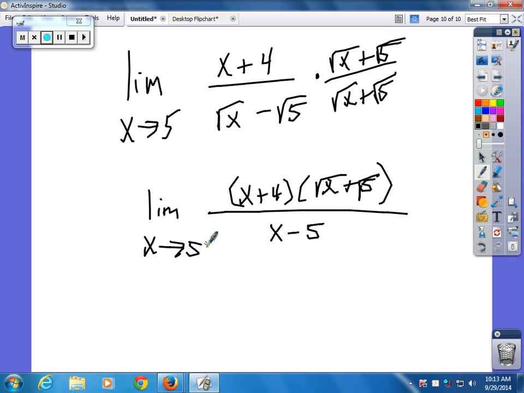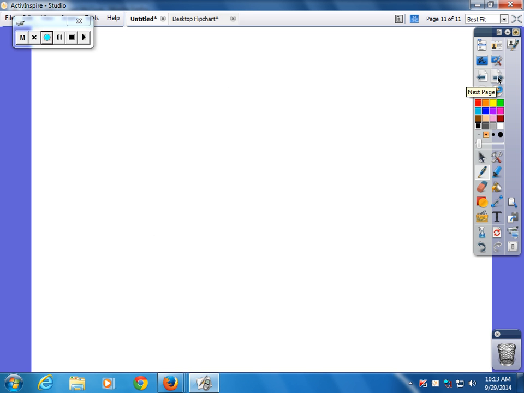And that's what you're going to be doing with rationalizing the denominator. And you're going to be doing it that first semester after you learn that first unit about limits. Now, with all that being said, let's get to the heart of this unit.